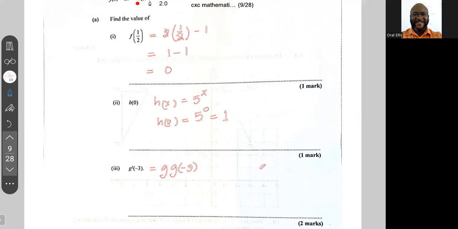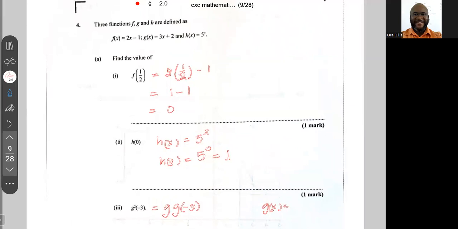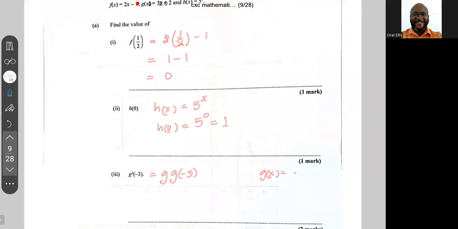Now, g of x is equal to 3x plus 2. So g of minus 3 is 3 times minus 3 plus 2. This is minus 9 plus 2. This is minus 7. If the signs are different, subtract and keep the sign of the larger number.